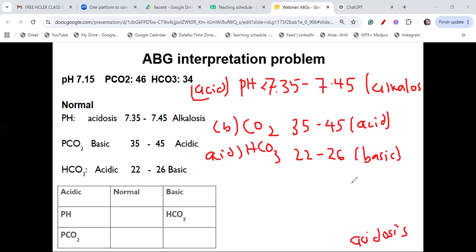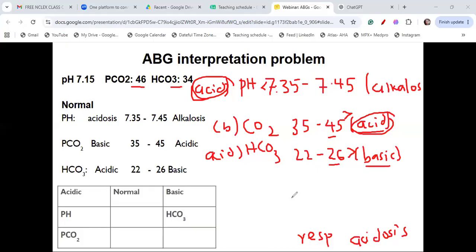Step number 2, is to check which is the problem. Our problem has to match your acidic. Let's start with CO2. CO2 of 46. 46 is more than 45, so it is on the acidic side. Already I can see our CO2 has matched our pH. So this is respiratory acidosis. Why not bicarbonates? Bicarbonate is 34. 34 is more than 26, and it becomes basic. So it will not match our pH. So we don't settle for metabolic.